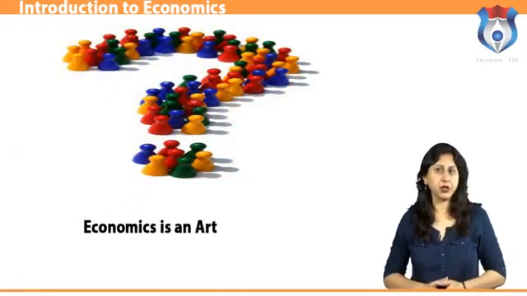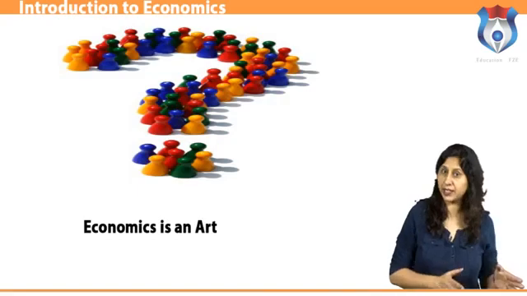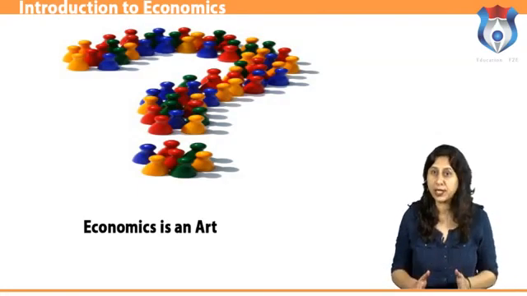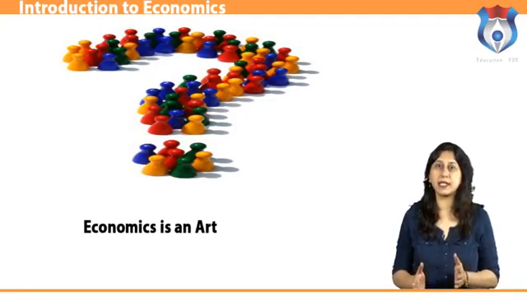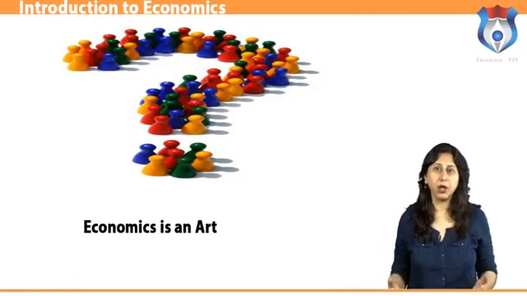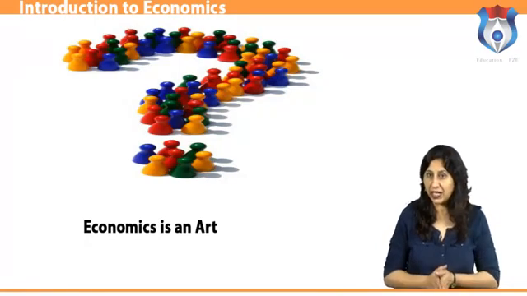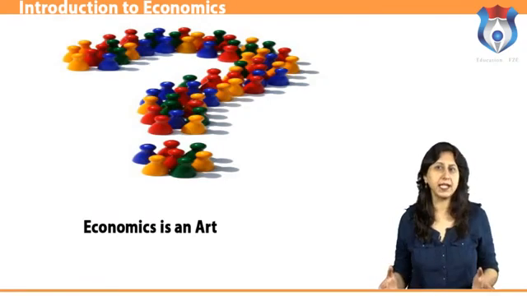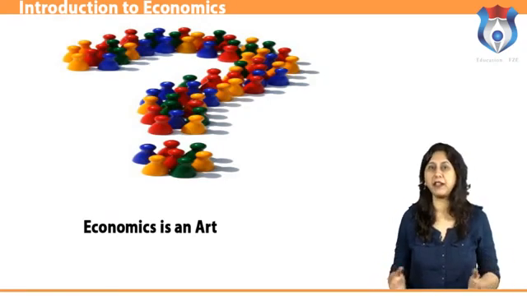There is a lot of debate on whether economics is a science or an art. Economics is classified as a social science because it deals with the study of man's life and how he lives with other men. Obviously, economics is interdependent with other sciences like sociology, political science, history, geography, and physics.